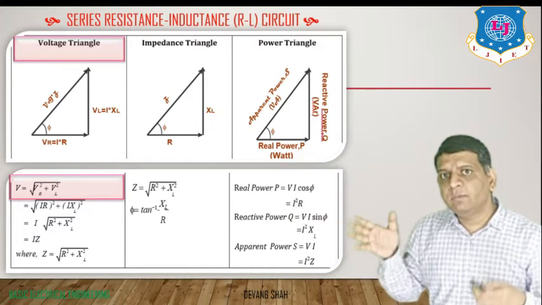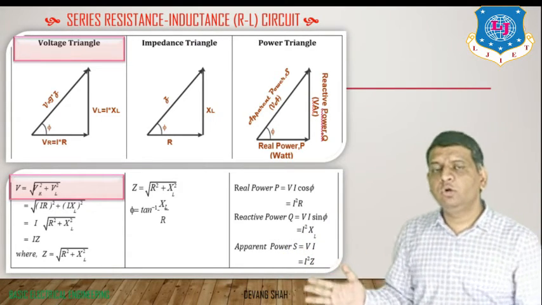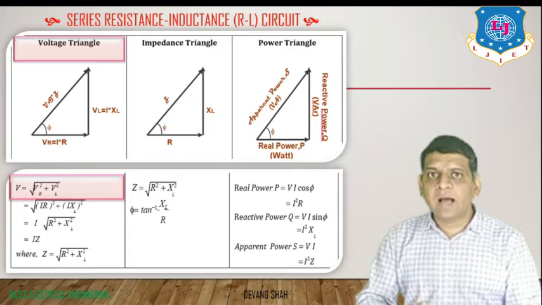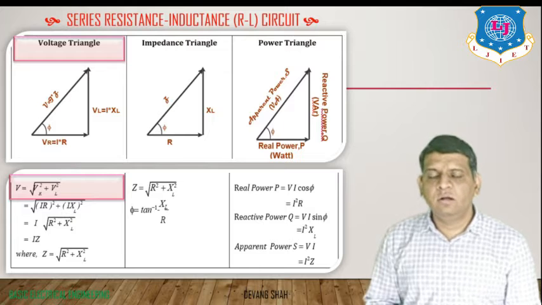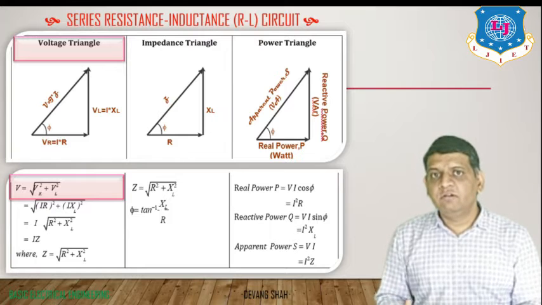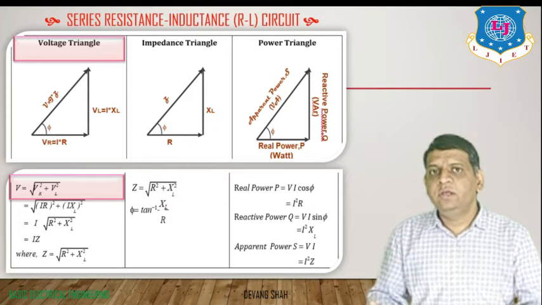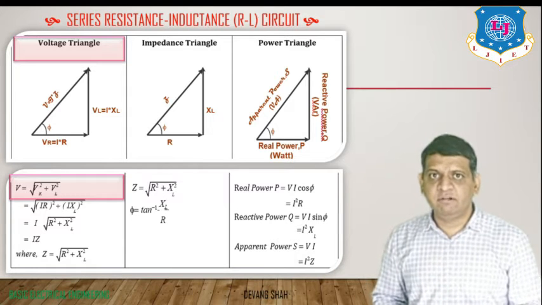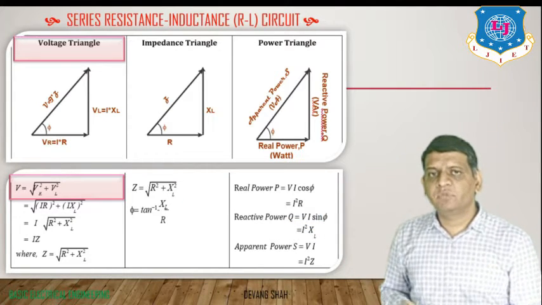From this trigonometry, if I use the Pythagoras law, I can find V is equal to under root VR square plus VL square, where VR is equal to I into R and VL is equal to I into XL. So from this I can write V is equal to I under root R square plus XL square. Here I can replace the term under root R square plus XL square with Z. Z is a new parameter, called the impedance of this RL series circuit. So my final equation is V is equal to I into Z. That is my diagonal magnitude.